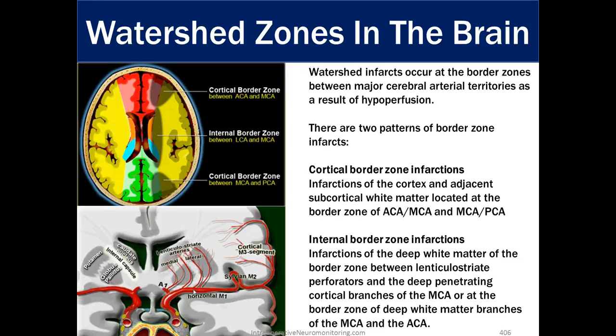If we're doing TCD, we have our probe out on the side here, insonating the artery going this way, and we're measuring blood flow velocity as it comes towards the probe. Now you can see these lenticulostriate arteries go into the deep nuclei of the brain. This is the reason why we incorporate SSEPs along with our EEGs during these carotid endarterectomies. The EEG is just monitoring out here, these distal branches of the M2 branch of the MCA.